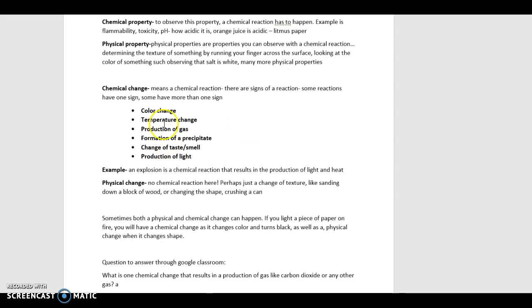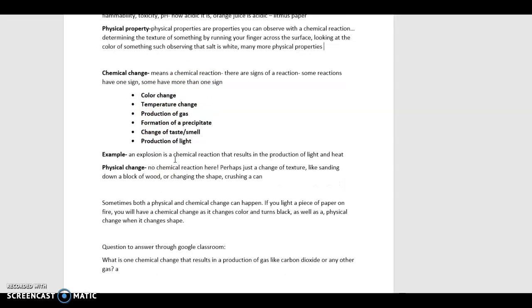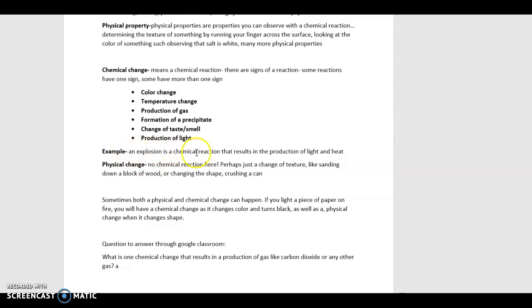So now we're going to go on to the two types of changes. A chemical change means a reaction. We talked about some signs even before we went to online learning, so here are the signs. Sometimes there's one, sometimes there's two. One example of a chemical reaction is anything that's exploding. So we have two signs here. We have production of light and heat, so the temperature increases.